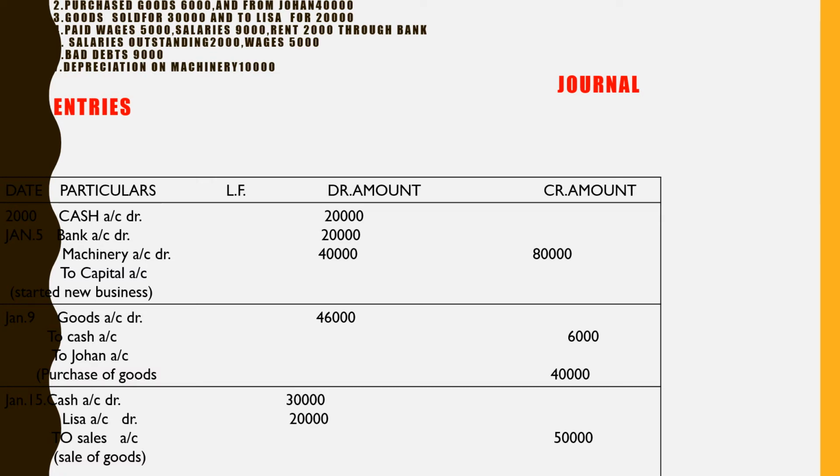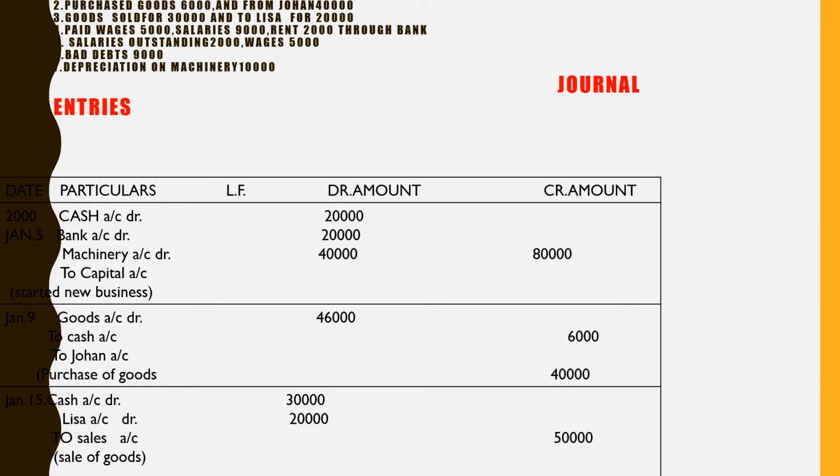The next is we have bought goods for 46,000. Out of that 6,000 for cash and 40,000 from John on credit. We will write goods account debit 46,000, to cash 6,000, to purchase to John 40,000. In narration we will write purchases goods.